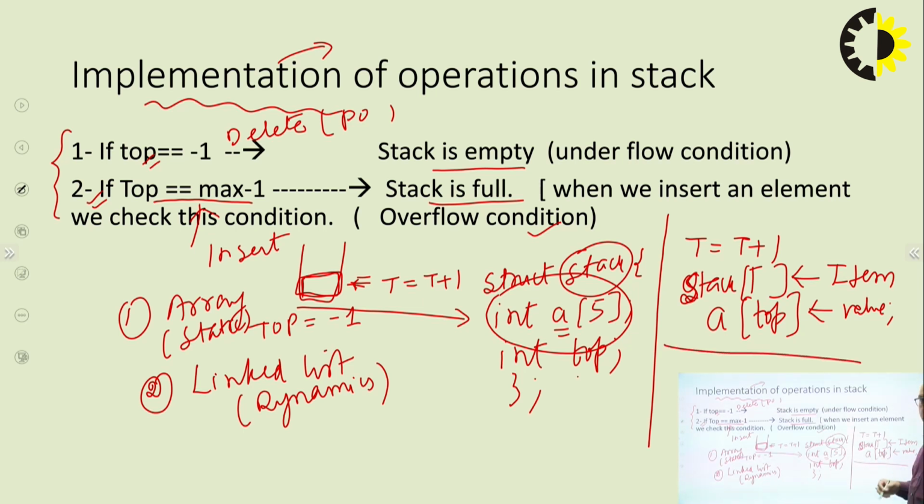And what happens in the case of deletion? In case of deletion, I will take out the value from the top of the array into a variable value. Then I will decrement top: top is equal to top minus 1. This is the pop operation. Simple, right? So let me show you how it will happen.